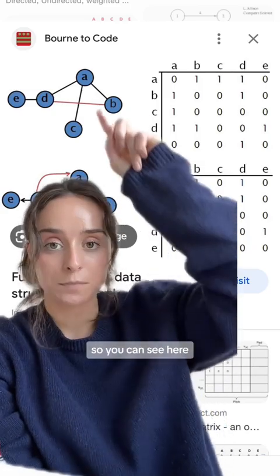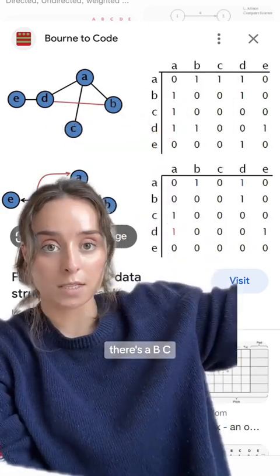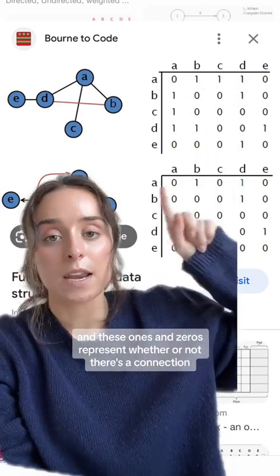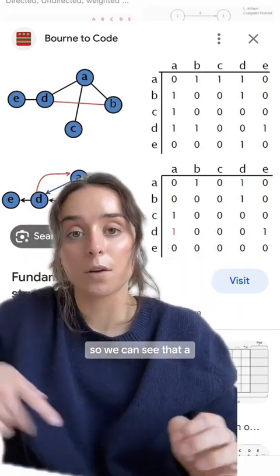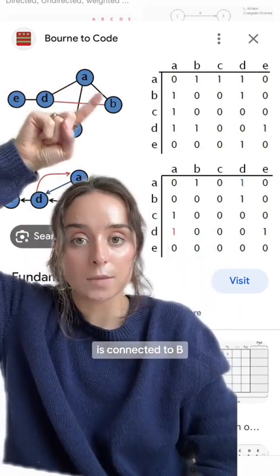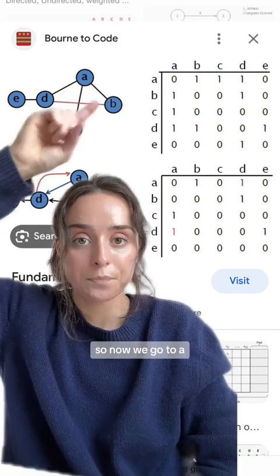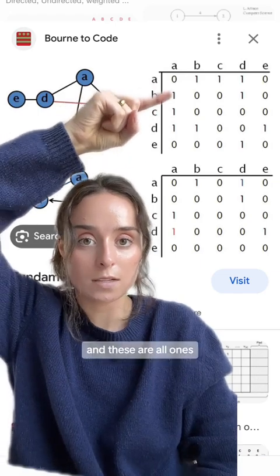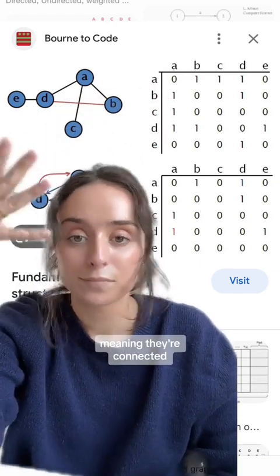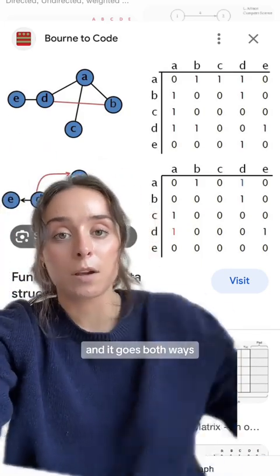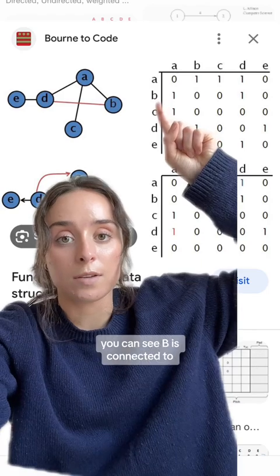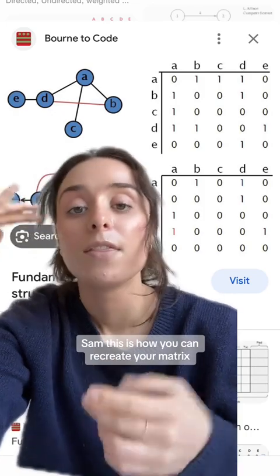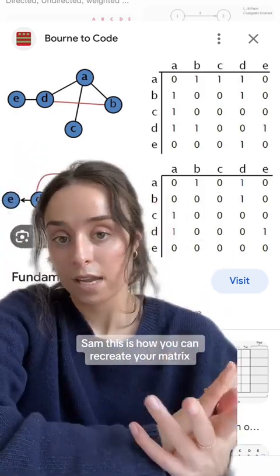So if you can see here, there's A, B, C, D, E, there's A, B, C, D, E, and A, B, C, D, E. And these ones and zeros represent whether or not there's a connection. So we can see that A is connected to B, to C, and to D. So now we go to A and we see B, C, D, and these are all ones, meaning they're connected. And it goes both ways. So if you go to B, you can see B is connected to A and also to D. So this is how you can recreate your matrix.